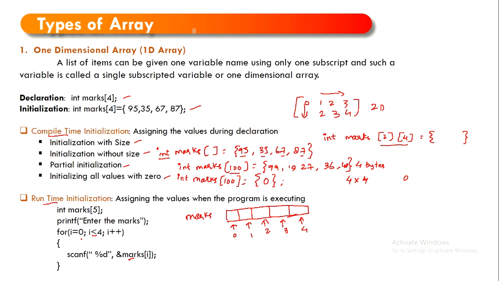The first time we run this loop, suppose the user has entered 25. That mark will be stored in the 0th index of this array. Now again the i value is incremented and it checks the condition here. It is still satisfied, so in the second round, i is incremented to 1. Now marks of 1, that means this location, will have the second user-entered data. Likewise, it will fill all the memory locations like this. This is how we can initialize the array during runtime. This takes place when the program is running, that's why it is called runtime initialization.